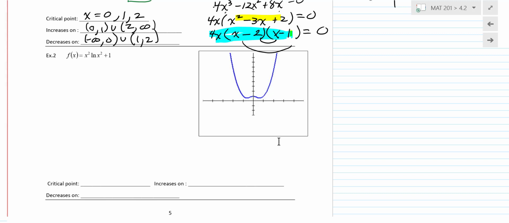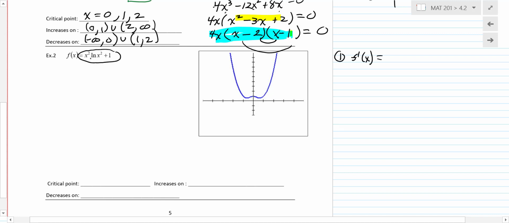Okay, so this time let's start with the derivative and see if we're on track with this. If you do a derivative on this, what kind of rule are you going to use? You've got to use a product rule right there, don't you? You have x squared and ln of x squared, first and second. And then the derivative of 1 is 0.